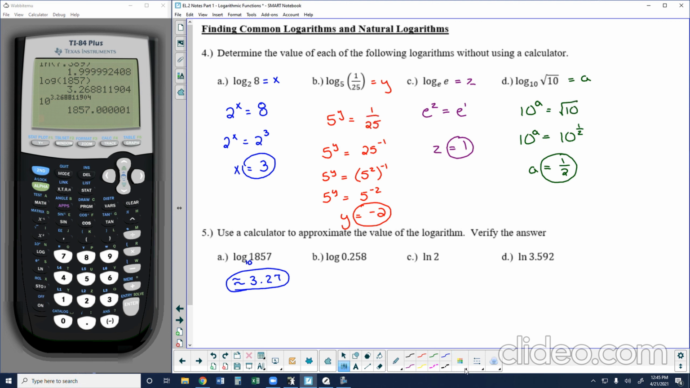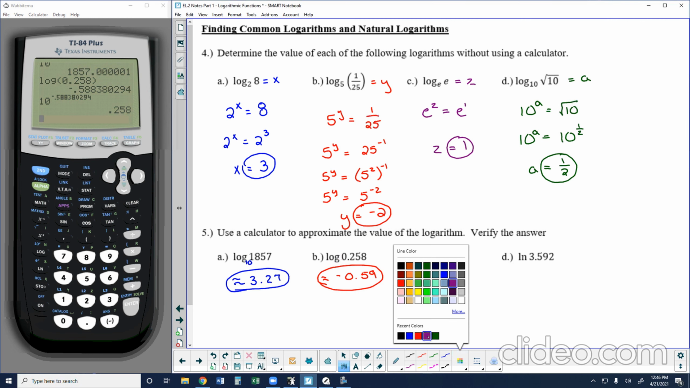See if you can find the approximate value for b. Hopefully you got a chance to find that value. So as we type this into the calculator, we get that this value is approximately negative 0.59, rounding to 2 decimals again. To verify this, this is of base 10, so I could do 10 to the exponent that we found as our output and see if that's approximately 0.258, and it is. So this would be a good approximation for log base 10 of 0.258.